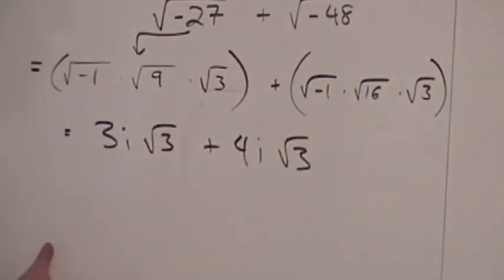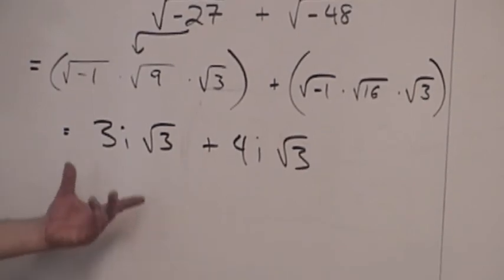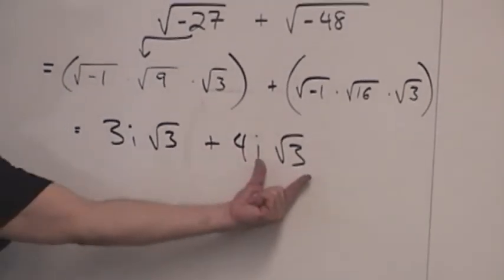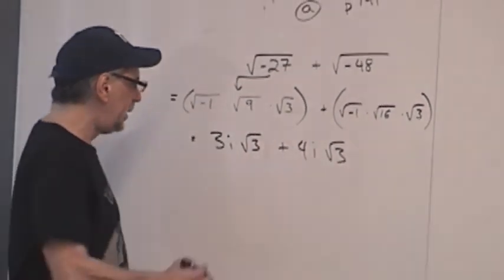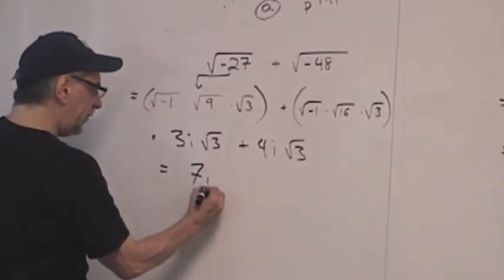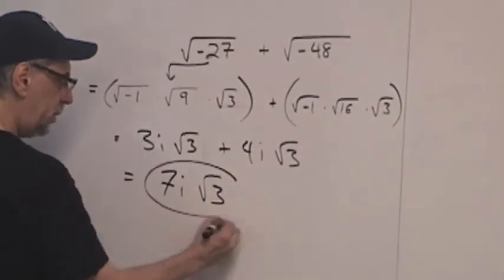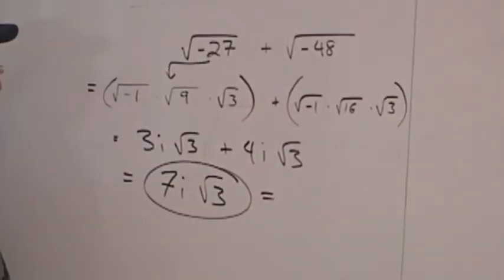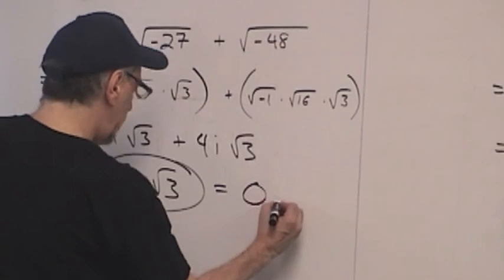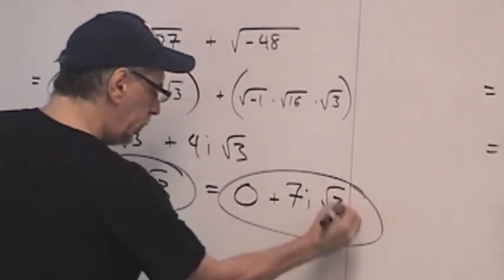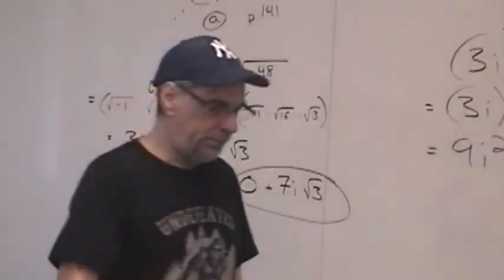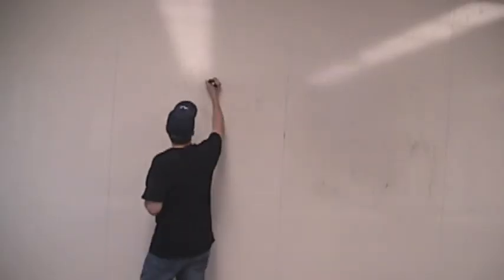And now just like similar terms we can combine similar radicals, right? We got 3i root 3's and 4i root 3's, so we can combine those into 7i root 3's. And again, if you're asked to put this in standard form, there's no real part, so you put 0 plus 7i. Okay. All right.